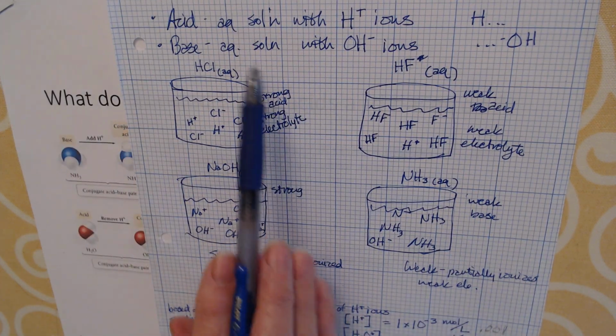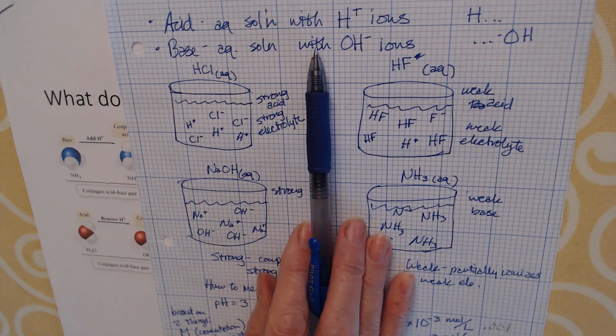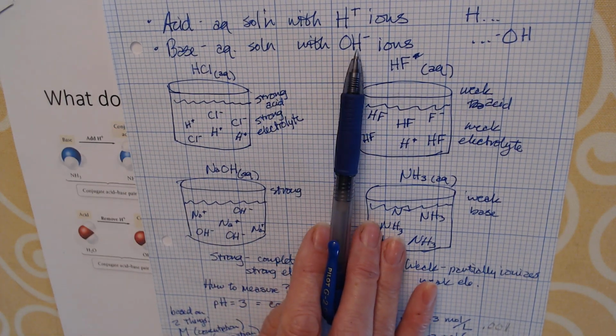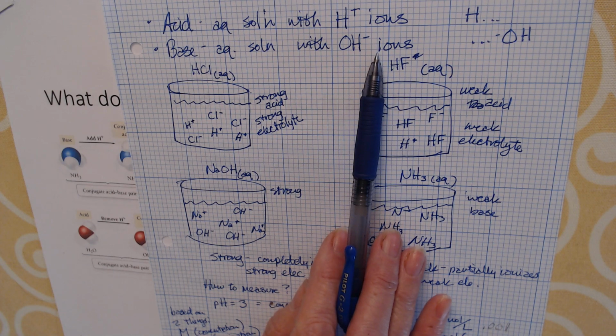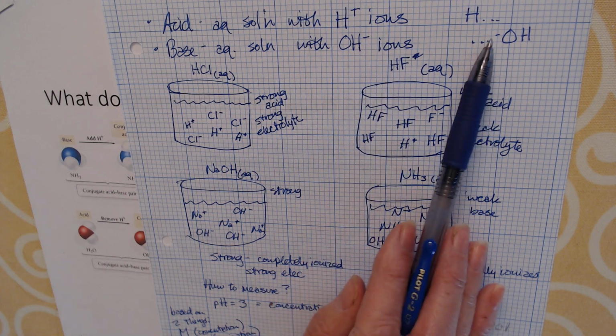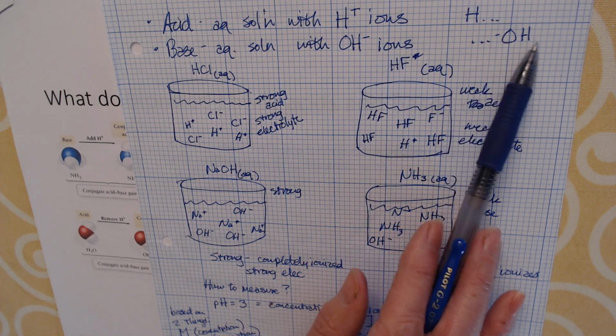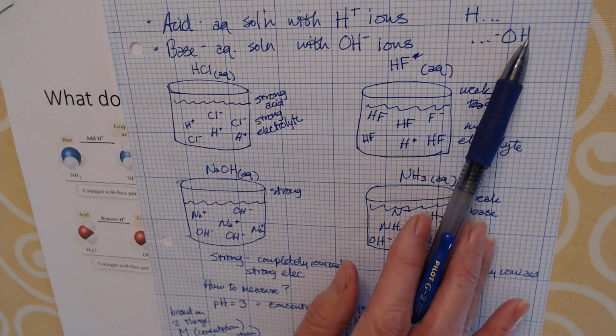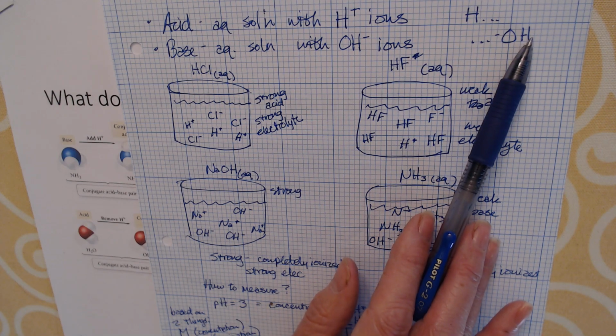Similarly, a base is an aqueous solution that has hydroxide ions in it. And we would always see the hydroxide ions, which would always have a negative charge associated with them. And in Arrhenius's world, we always had the hydroxide in the formula for that particular base.